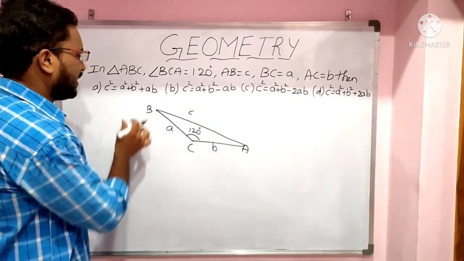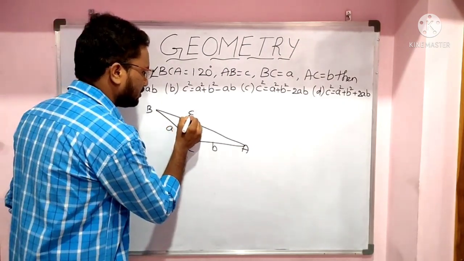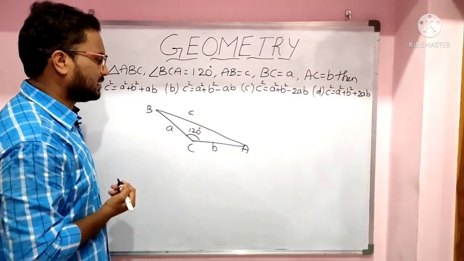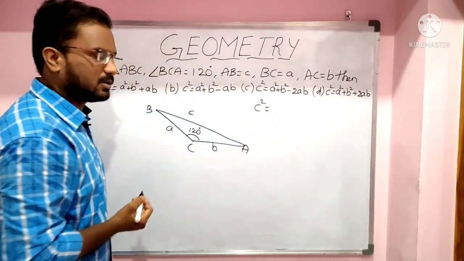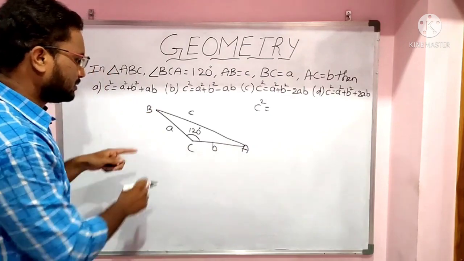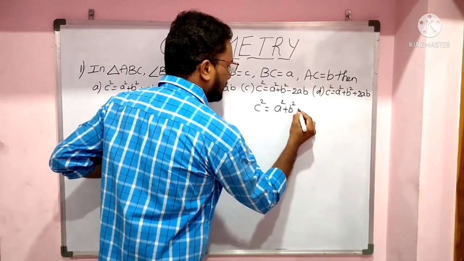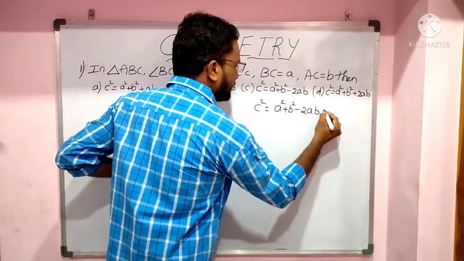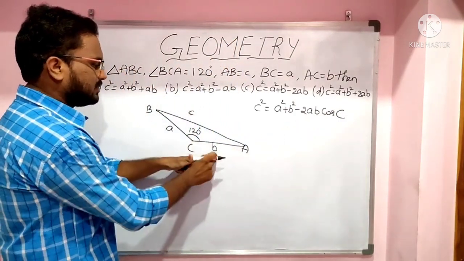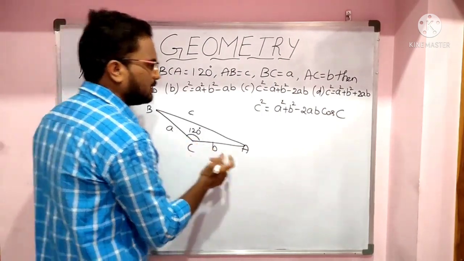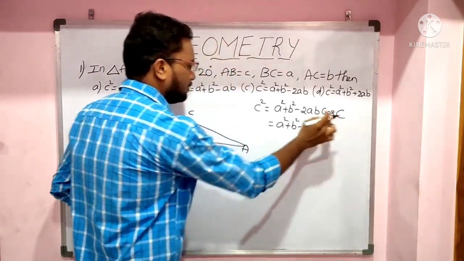Then we need to find the relation between these terms a, b, c. First of all, we have the cosine rule. What is the cosine rule? c square equals the sum of the squares of the other two sides, a square plus b square, minus 2ab cos C, cos of angle C. So here that is a square plus b square minus 2ab cos 120.